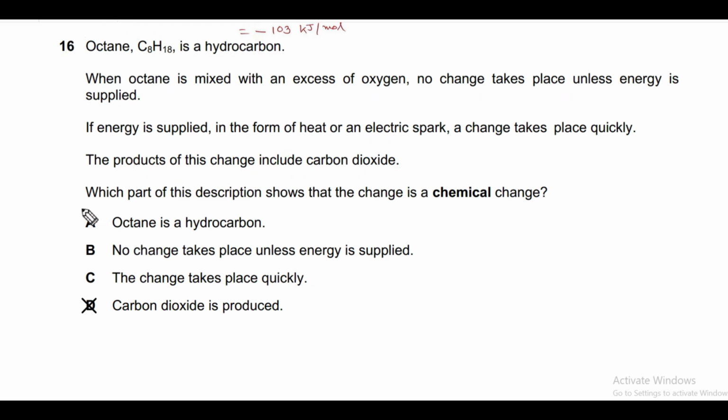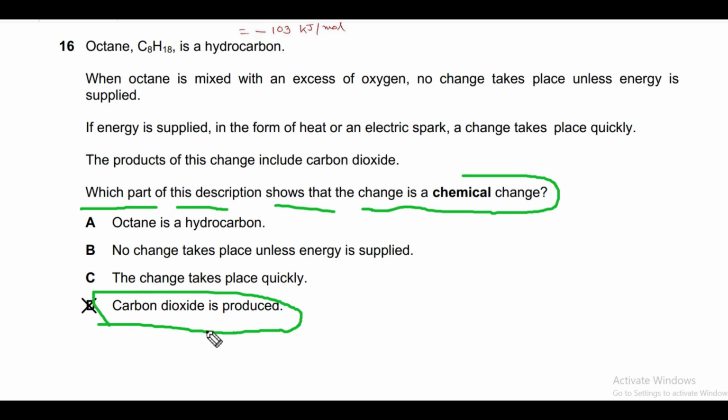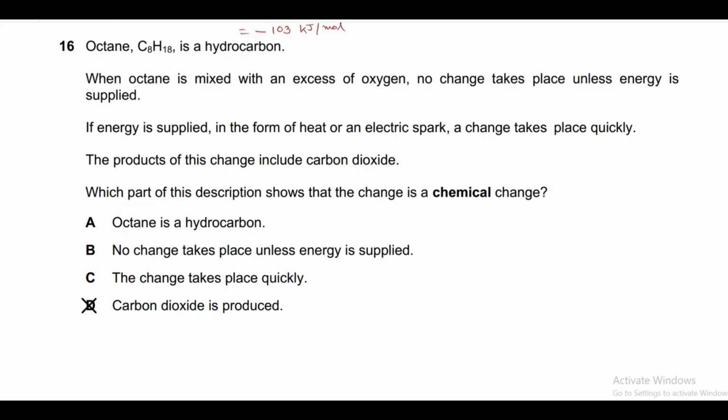So you are asking which part of this description shows that the change is a chemical change. Chemical change is when a new product is formed. That means carbon dioxide is produced. When octane reacts with oxygen, carbon dioxide, a new product, is formed. That's why this is a chemical reaction, chemical change. So oxygen is a hydrocarbon, this is wrong. The reaction takes place quickly, this is wrong. D is the correct answer. Then number 17, next.